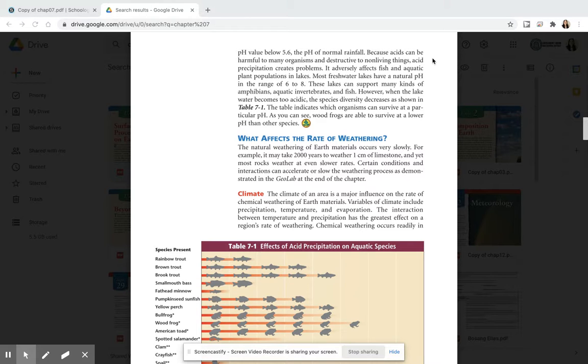Because acids can be harmful to many organisms and destructive to non-living things, acid precipitation creates problems. It adversely affects fish and aquatic plant populations in lakes. Most freshwater lakes have a natural pH in the range of 6 to 8. These lakes can support many kinds of amphibians, aquatic invertebrates, and fish. However, when a lake becomes too acidic, the species diversity decreases as shown in Figure 7.1. The table indicates which organisms can survive at a particular pH. As you can see, wood frogs are able to survive at a lower pH than other species.